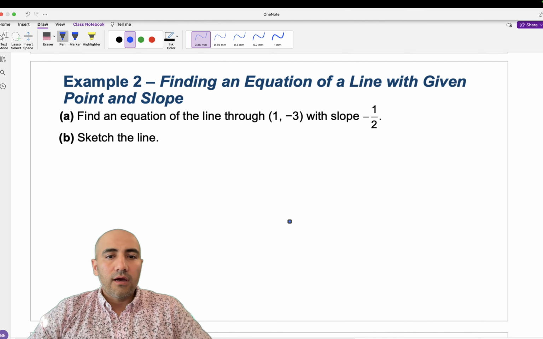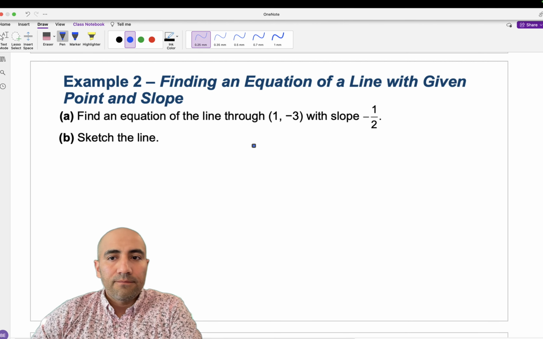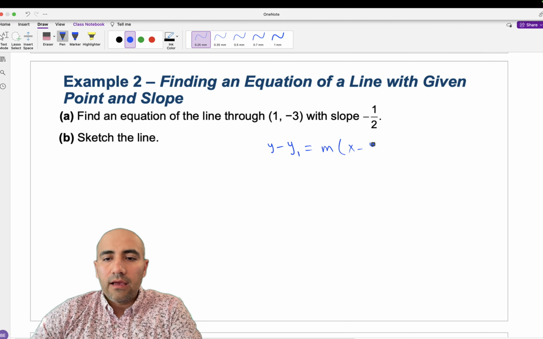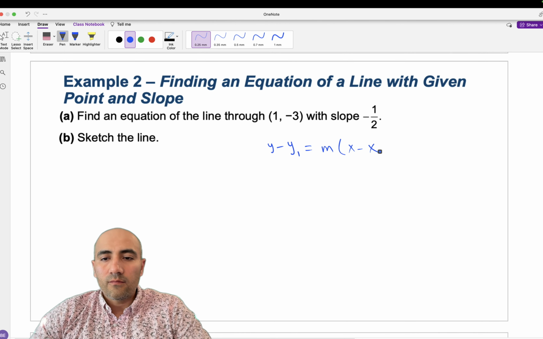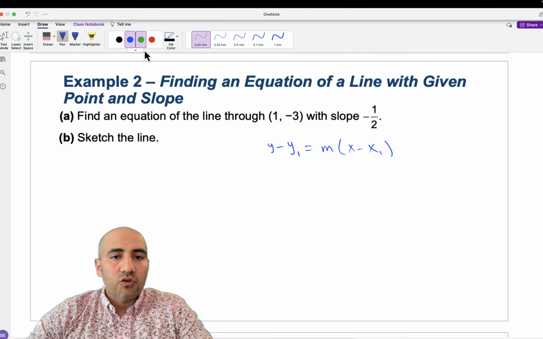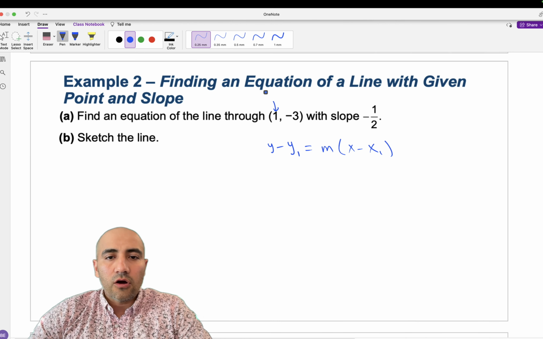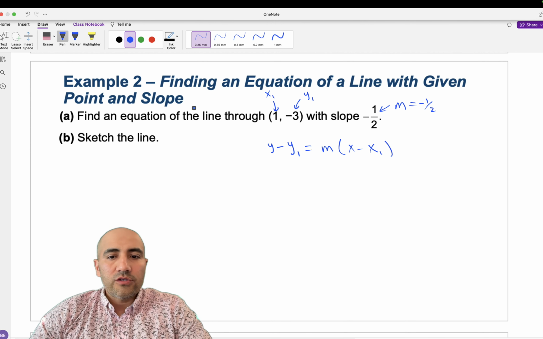All right, so if we want to use the point-slope form of a line, it is y minus y sub 1 equals m times x minus x sub 1, where x sub 1 and y sub 1 are a given point, so we just have to label them. So let's just call this x sub 1, and we'll call that y sub 1. And then this guy is our slope, m equals negative 1/2. So we just fill them in here.